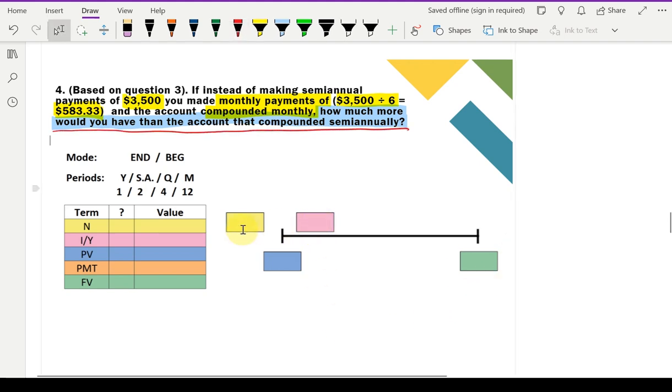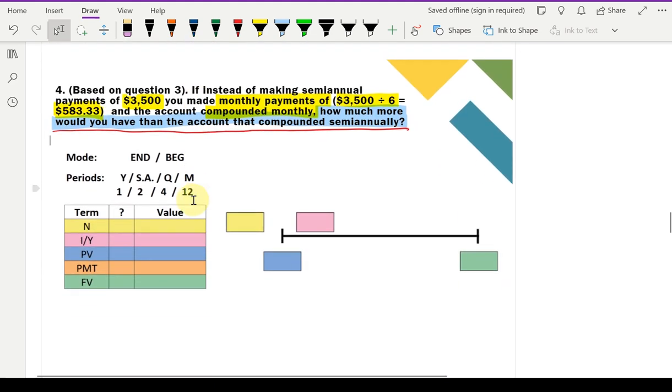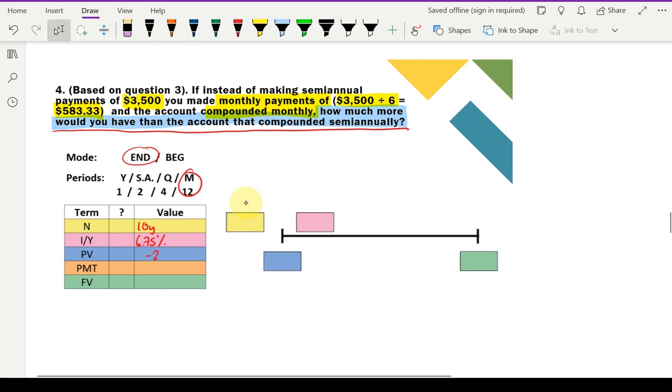This is actually not too bad. What we need to do is convert this now to months. So we have 10 years. First off, to months, times 12. It's still at the end of the period, right? We have 6.75% interest per year. And then we're starting with the same 25,000, but now our monthly payments are going to be $583.33, and we're looking for a future value.